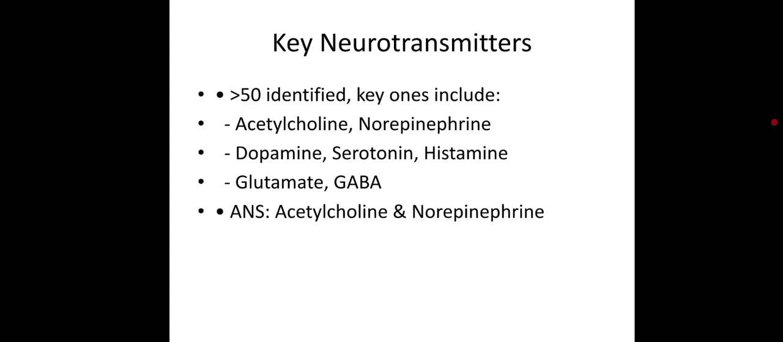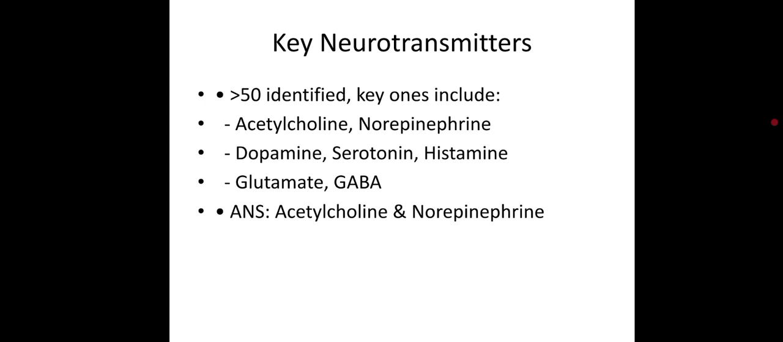Now we are going to see what are different key neurotransmitters present in our body. So more than 50 types of neurotransmitters have been identified, and the key ones include acetylcholine, which controls the cholinergic and nicotinic receptors. Norepinephrine, I have told you in part 2 of the introduction to autonomic nervous system that norepinephrine is a neurotransmitter while epinephrine is a hormone. So norepinephrine controls adrenergic outflow.